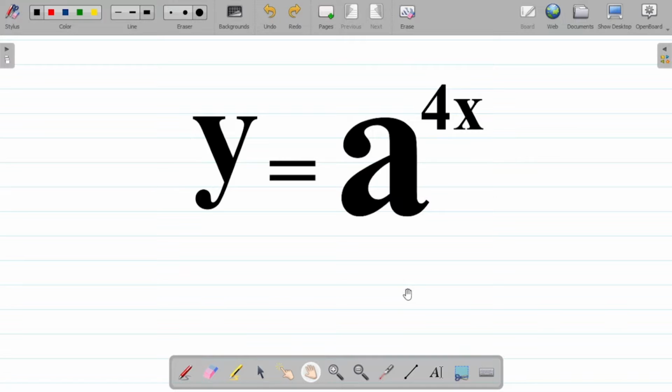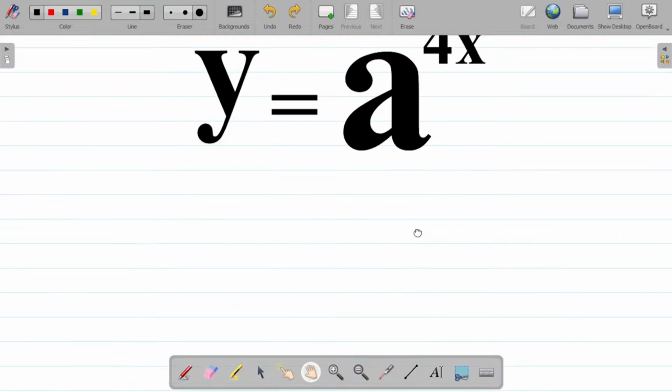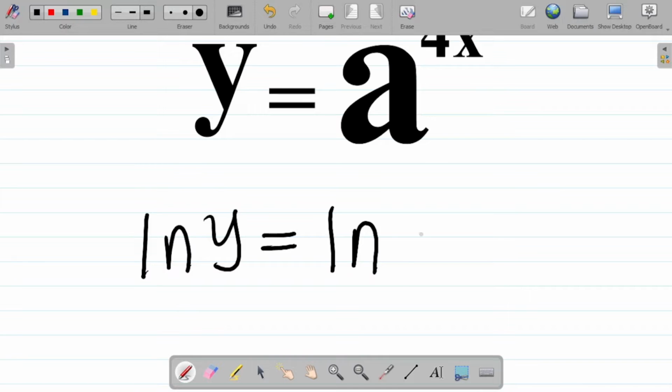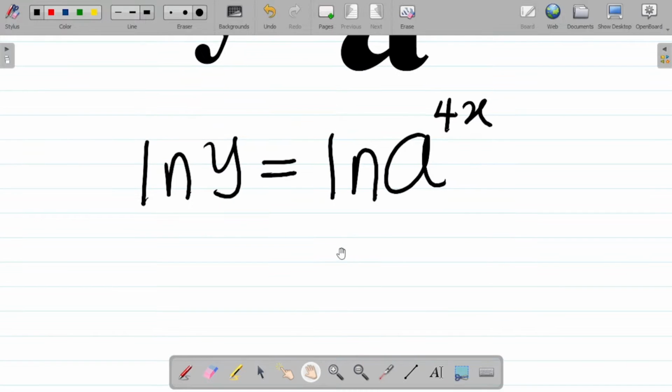Your first task would be to take ln of both sides, right? Ln, we said, is similar to log, so I'll take ln y. So take ln y and then ln a to the power 4x. So take ln of both sides, you have this. Or you can say take log of both sides, you have this.